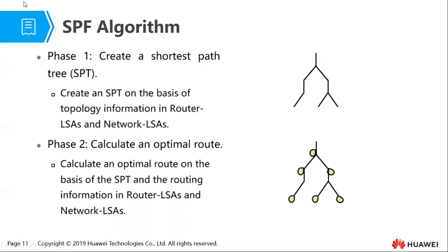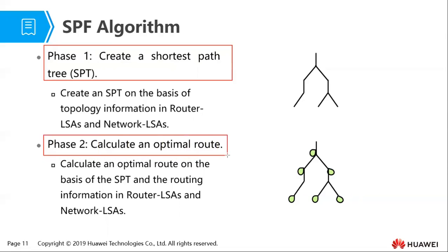Now, SPF, the shortest path first algorithm, occurs in two phases. So in the first phase, you create the shortest path tree, SPT. You create an SPT on the basis of topology information in the router LSAs and network LSAs. So you create a shortest path tree, and then number two, you calculate an optimal route.